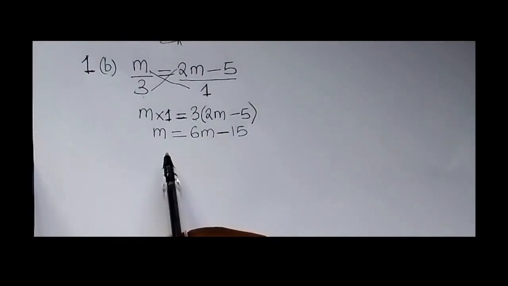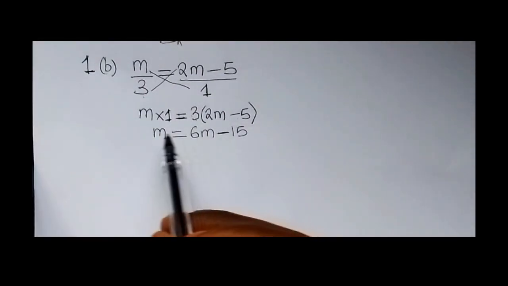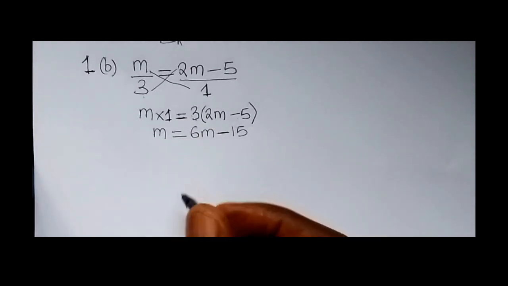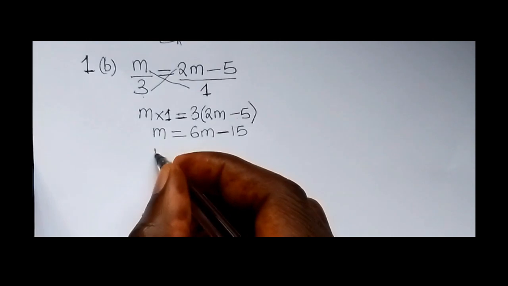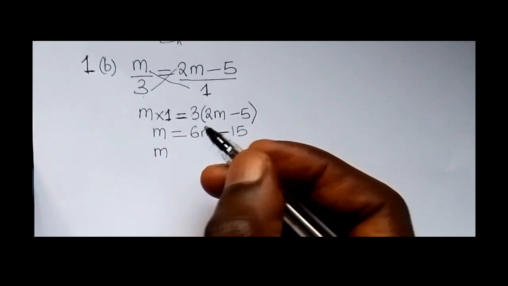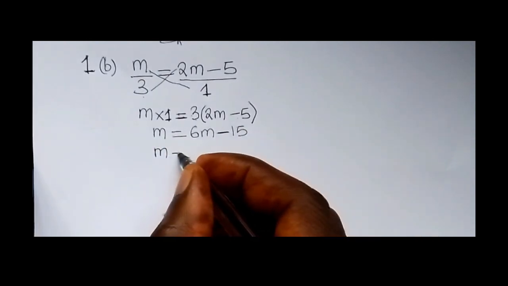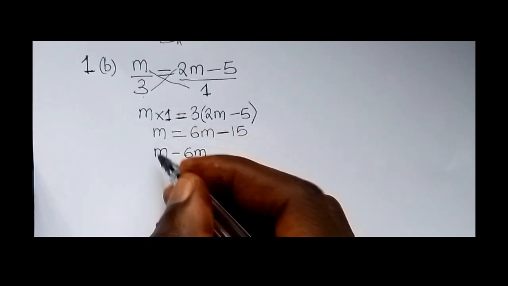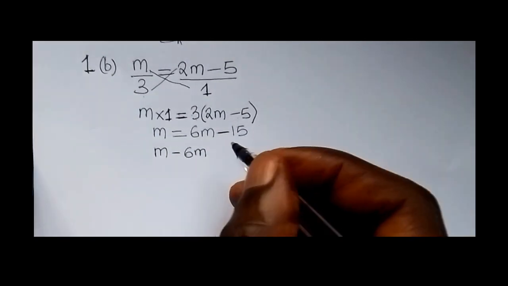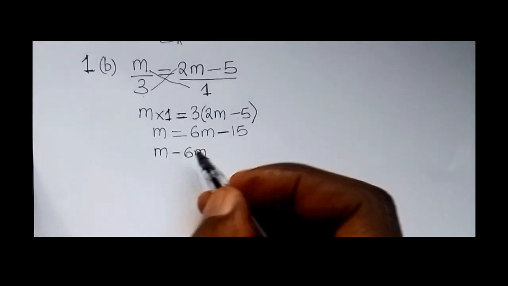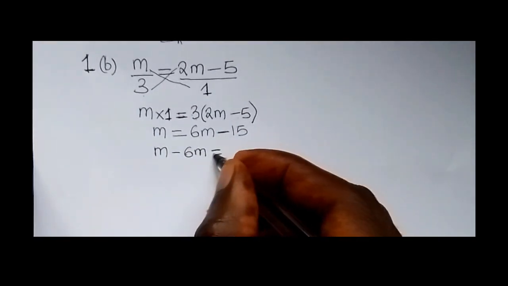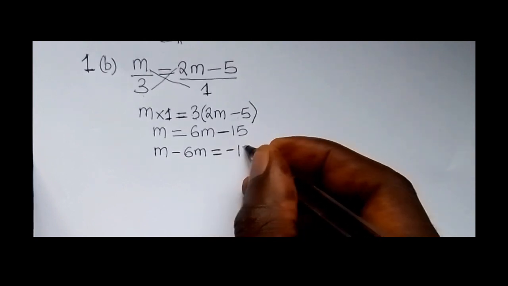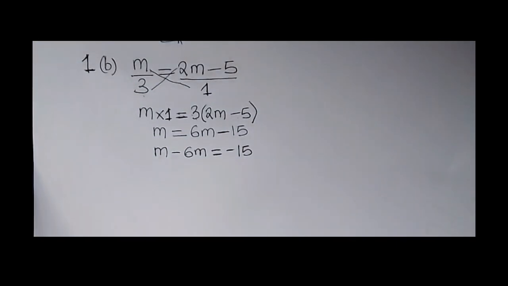So when we reach this stage, all we have to do is collect like terms, and the only like terms here are those terms with m. So we're going to move 6m to the other side, meaning m is going to maintain its positive sign, then this is going to be minus 6m. When 6m crosses over to the left side, it will be a negative, and then this equals what we just have here, negative 15.